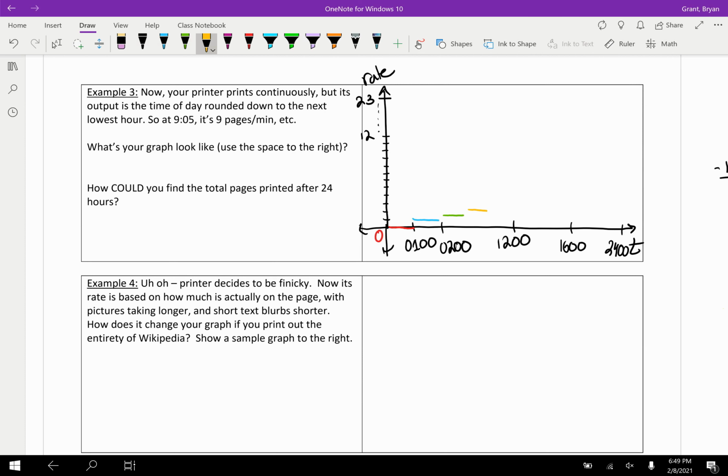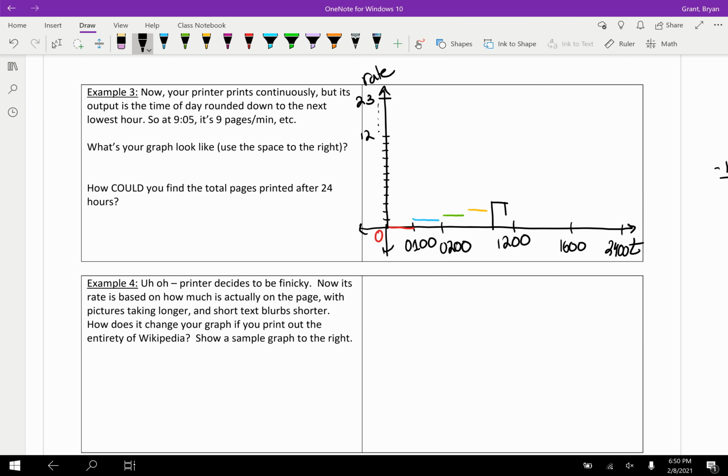You may have seen this function before. You can call it a piecewise function. You'd be right. There's multiple pieces here. Some other people will call this a step function because, shockingly, it looks like a set of steps, and so on and so forth. And the question here becomes, how could you find the total number of pages printed after 24 hours? And the answer is, you make a whole bunch of rectangles.